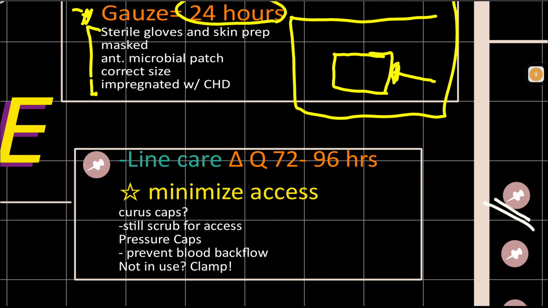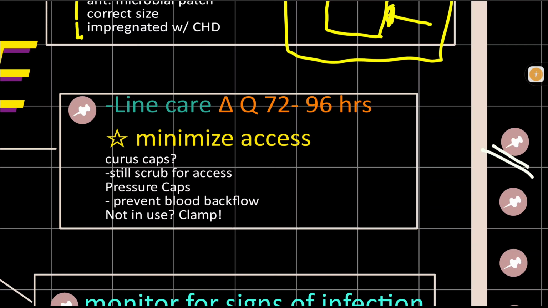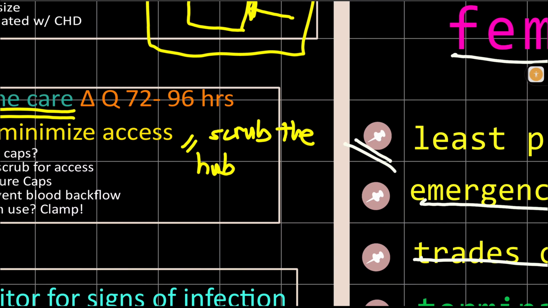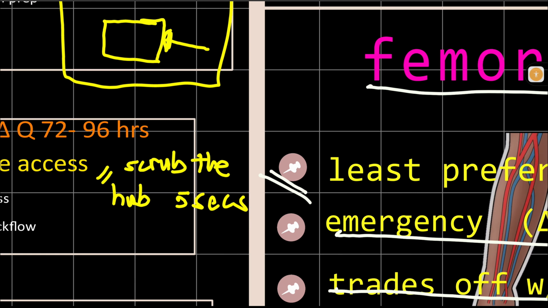Now, the next one is line care. Normally we do line care every 72 to 96 hours. We have to minimize the access of the central line, and every time that you access the central line, you have to scrub the hub. For how long? According to Lippincott, 5 seconds, or in our practice, 10 seconds.